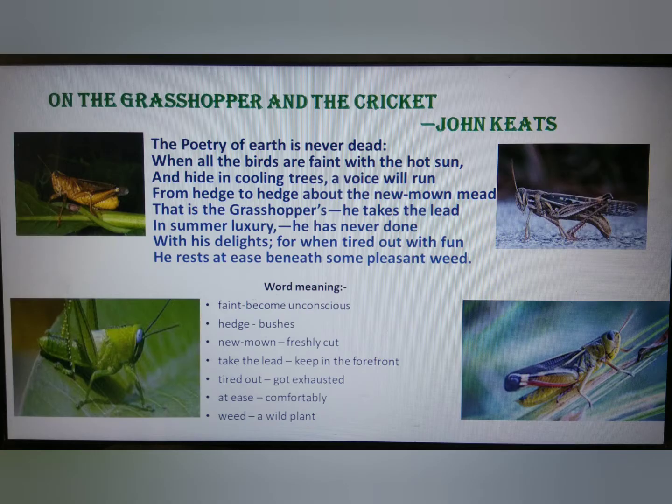In the first stanza, the poet says that the poetry of the earth is never dead. Even if it is scorching heat and the birds are fainting and hiding themselves in a cooling tree, the voice of the grasshopper runs among the bushes. The poet says that he is at the forefront and enjoys the summer luxury. He has not finished his delights, meaning fun. If at all he gets exhausted with fun, he does take rest under some pleasant weed.